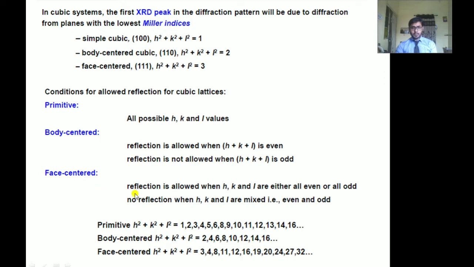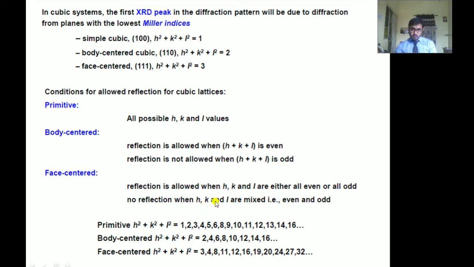But in the case of face centered, the reflection is allowed only when the values of h, k, l are either all even or all odd, but not a mix of even and odd. For example, 311 is an HKL plane: 3 is odd, 1 is odd, and 1 is also odd, so they are all odd. So the 311 peak or plane is allowed, but 210 is not allowed. 222 is allowed, because all HKL are even. Keep it in mind, please. If all HKL values are even, it is allowed, and if all are odd, it is also allowed, but they should not be mixed even and odd.